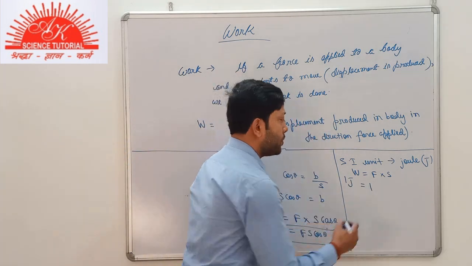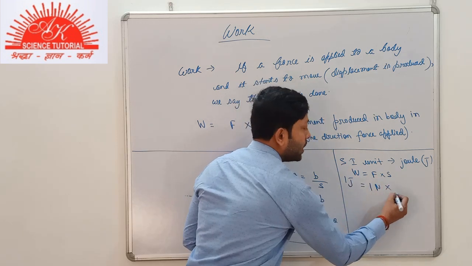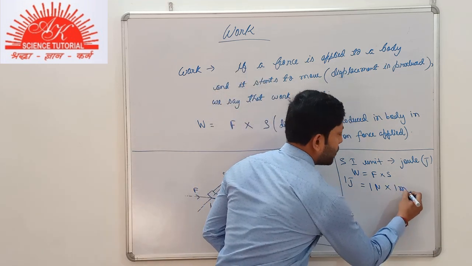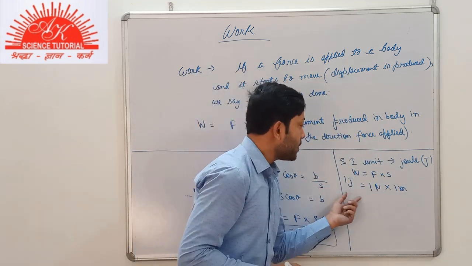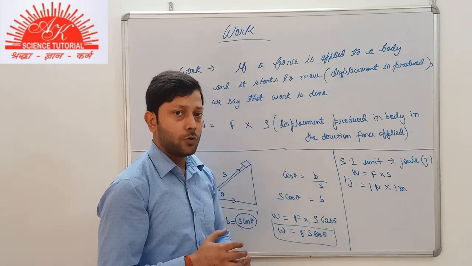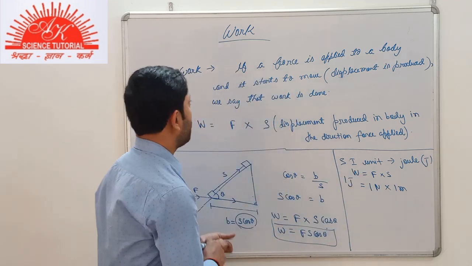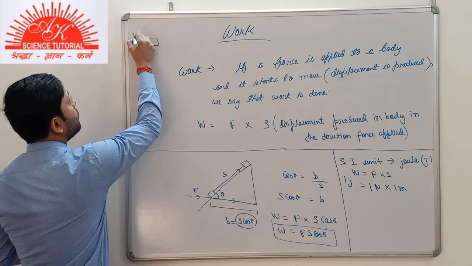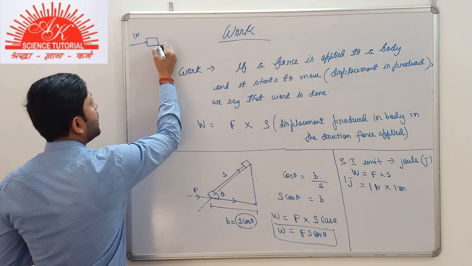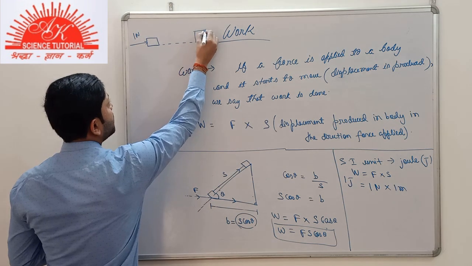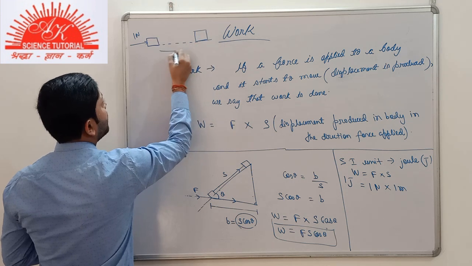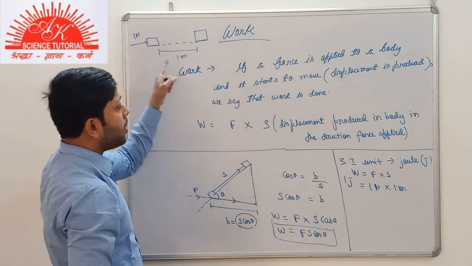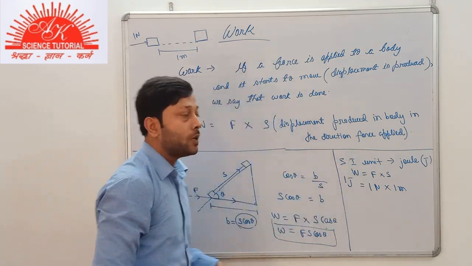As you know, the SI unit for force is Newton, and the SI unit of displacement, that is the length, is meter. Now you can define it of your own. If you apply a force of 1 Newton to a body, and the body is displaced by 1 meter, then you say that the work done by us is 1 joule.